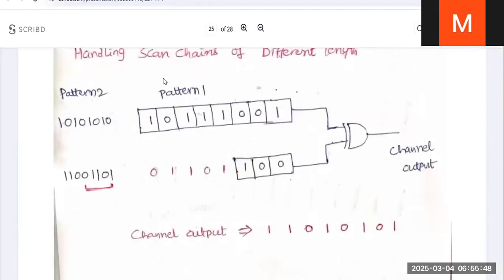Yeah, here for this one, in the previous slide, I have given an explanation. So, handling of scan chains of different length. This is scan chain 1 having some length and this is scan chain 2 having some length. Here its length is 3 bits and its length is 8 bits. So what do we have to do? We have to append these bits of the previous pattern.